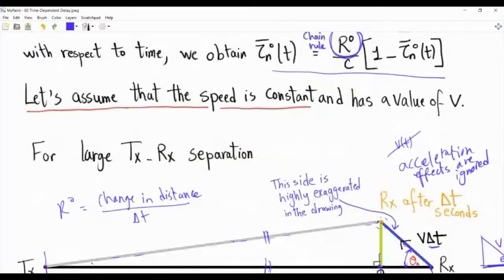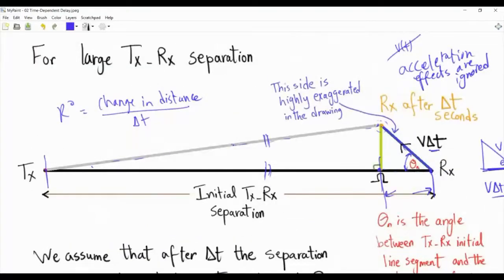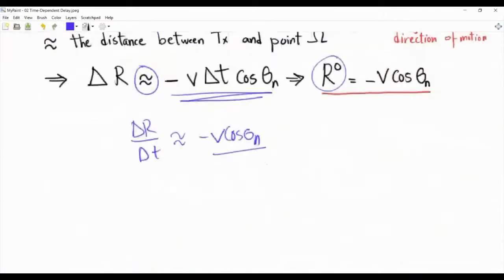Okay, so keep track of the approximations we are making. So we are assuming that during motion this angle is fixed, v is fixed. And we are assuming that the separation between the transmitter and receiver is very large, so that you can apply this geometric approximation. Any questions?